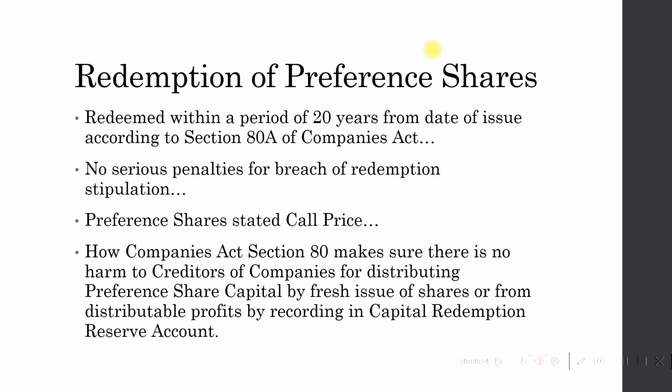So, to protect creditor interest and to preserve the security available to them, Companies Act Section 80 stipulates that preference share capital can be redeemed out of profits that would otherwise be available for dividends, and can be redeemed out of a fresh issue of shares made for the purpose of redemption. So remember, in such a situation, preference shares can be redeemed based on a fresh issue of shares made for the purpose of redemption, or can be redeemed out of profits of the company.